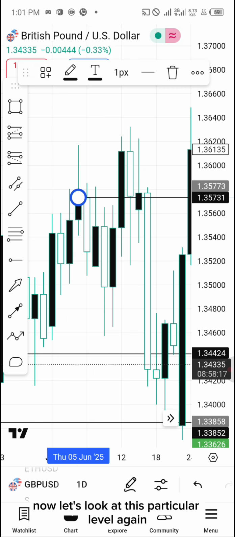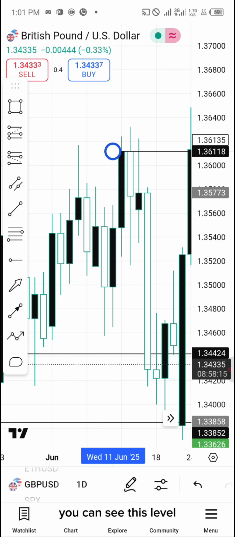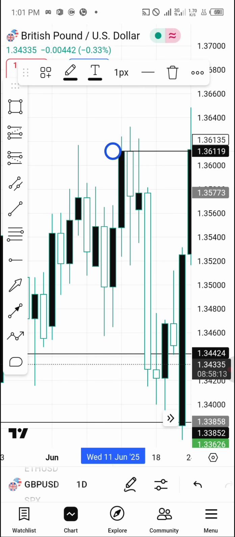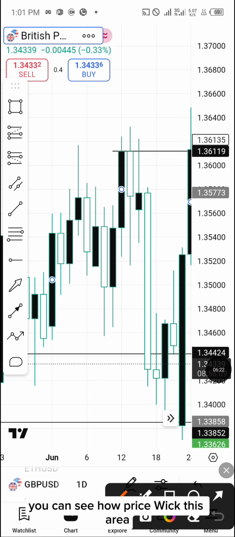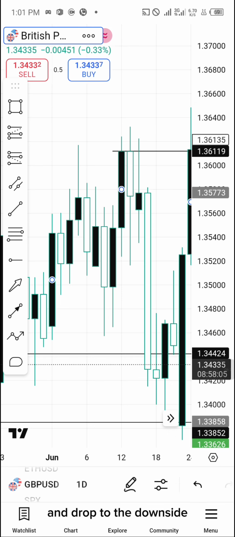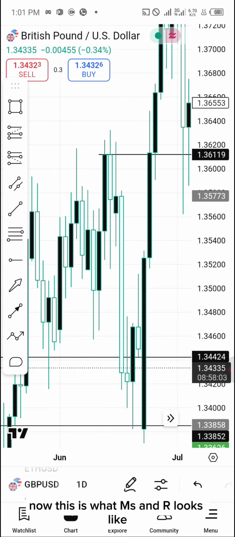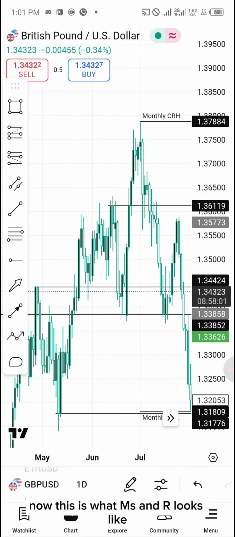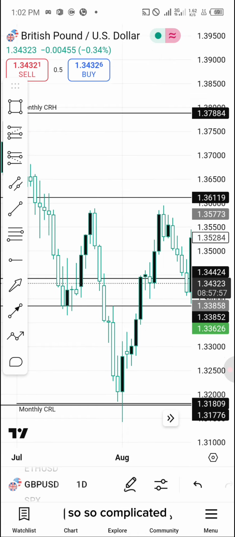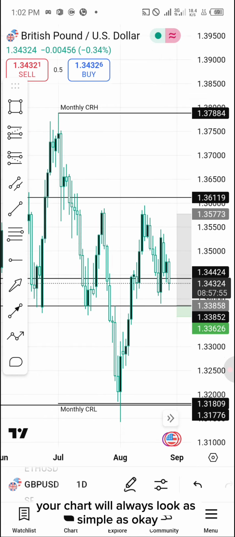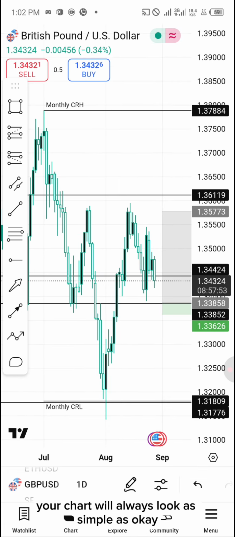Now let's look at this particular level again. You can see this level right at that point. You can see how price wicked this area and dropped to the downside. Now this is what MSNR looks like. You don't have to make your chart look so complicated. Your chart will always look as simple as this.